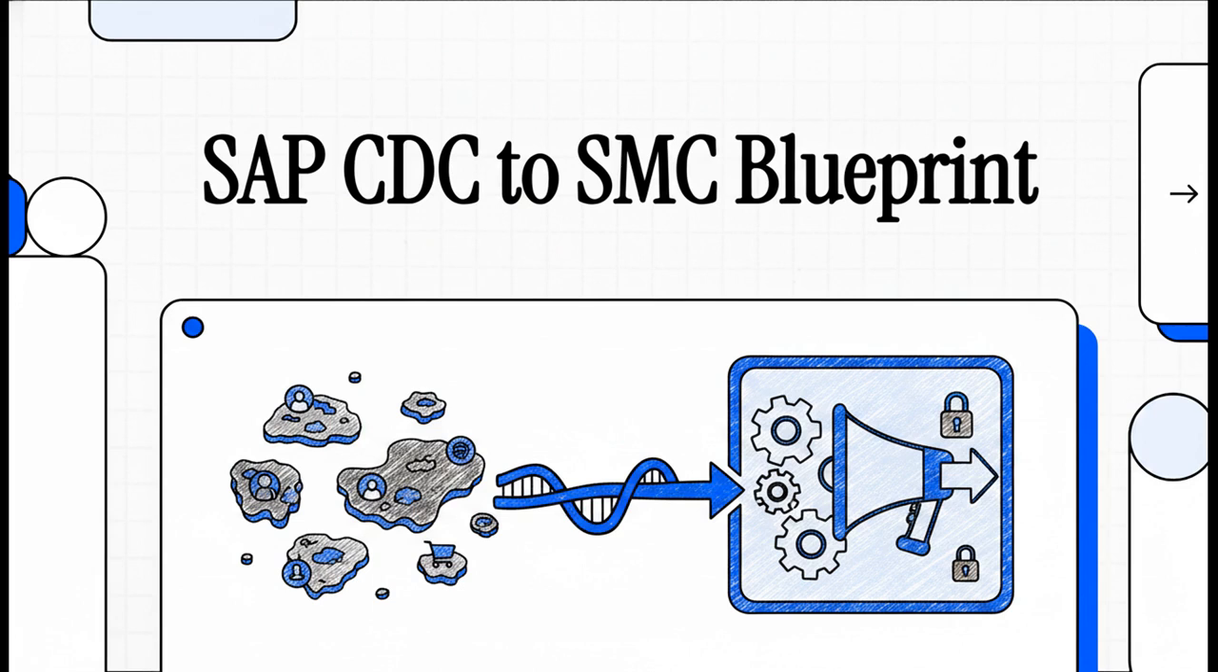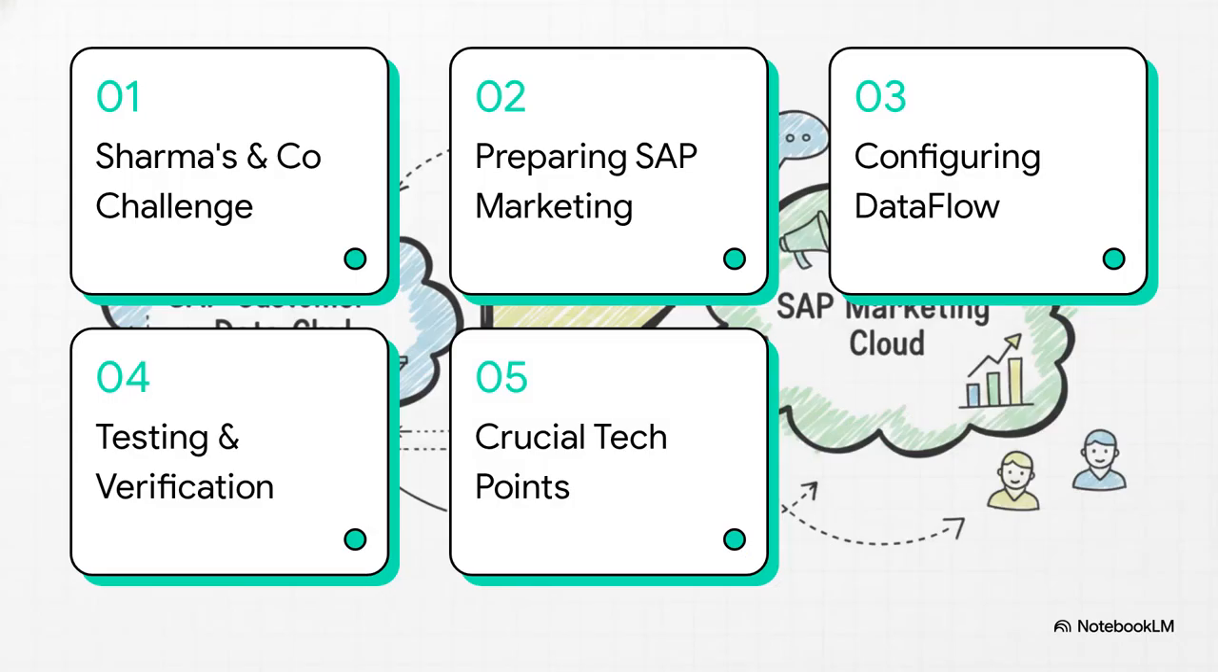We're going to break down how to directly integrate SAP Customer Data Cloud, or CDC, right into SAP Marketing Cloud. It's really all about taking those isolated profiles and turning them into an absolute powerhouse for targeted, permission-based marketing. To keep us perfectly on track today, we're looking at 5 quick phases: the Sharmas & Co. Challenge, preparing SAP Marketing Cloud, configuring the data flow, testing and verification, and finally, some crucial technical points.